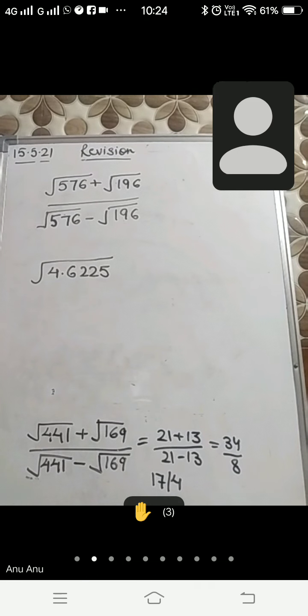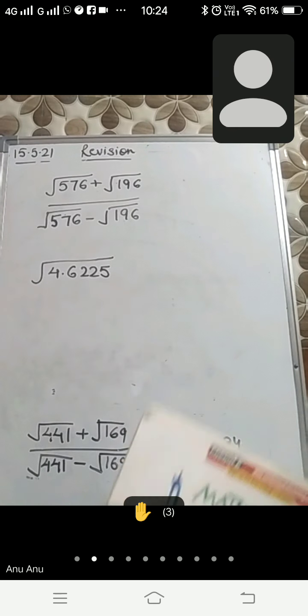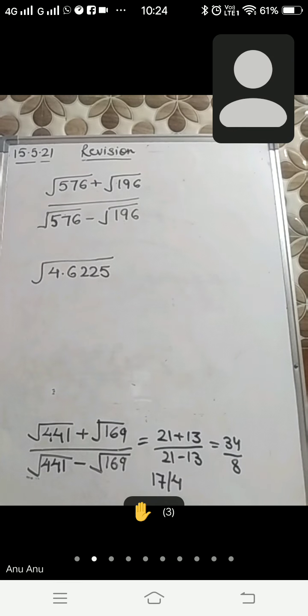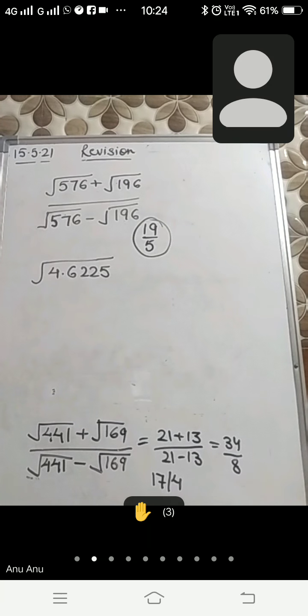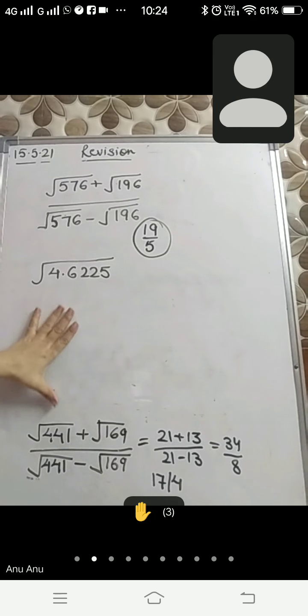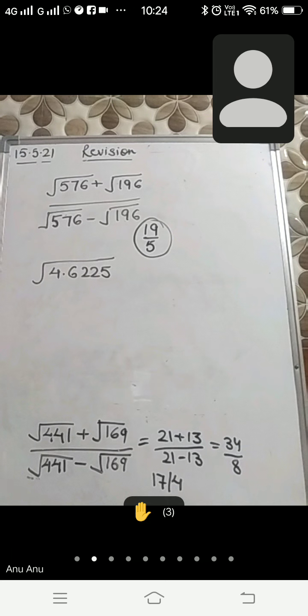What is the square root of 576? And the square root of 196 is 14. Add them, subtract them. Hurry up, do this. The answer is 19 by 5. Yes, everybody, solve this and get the answer. Find the square root of this by the division method, the long division method.